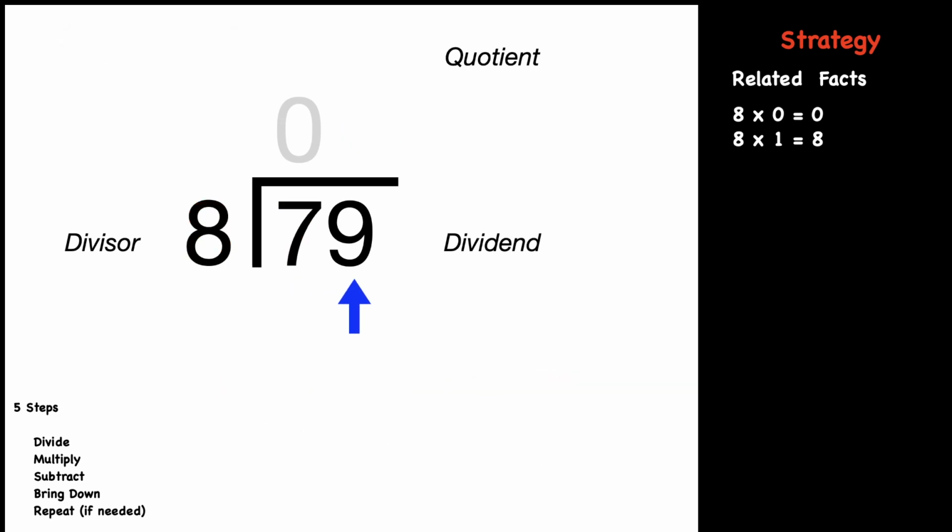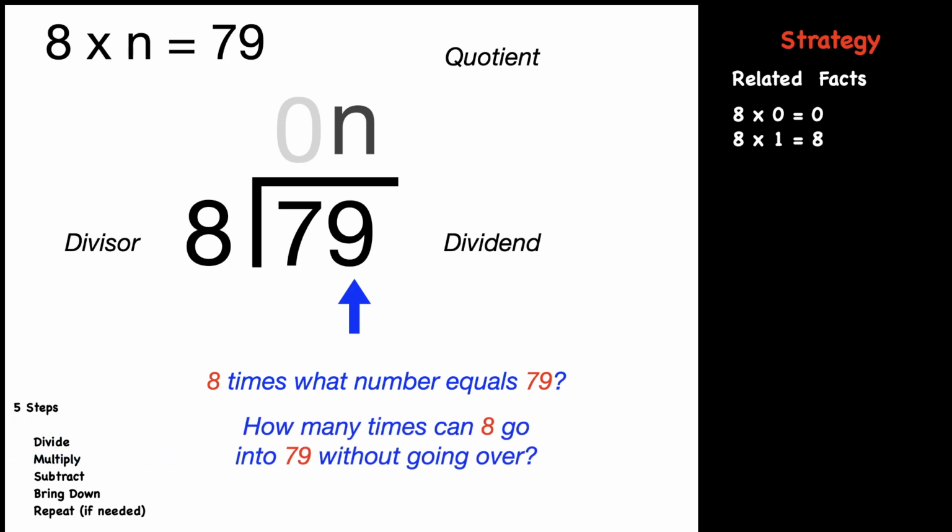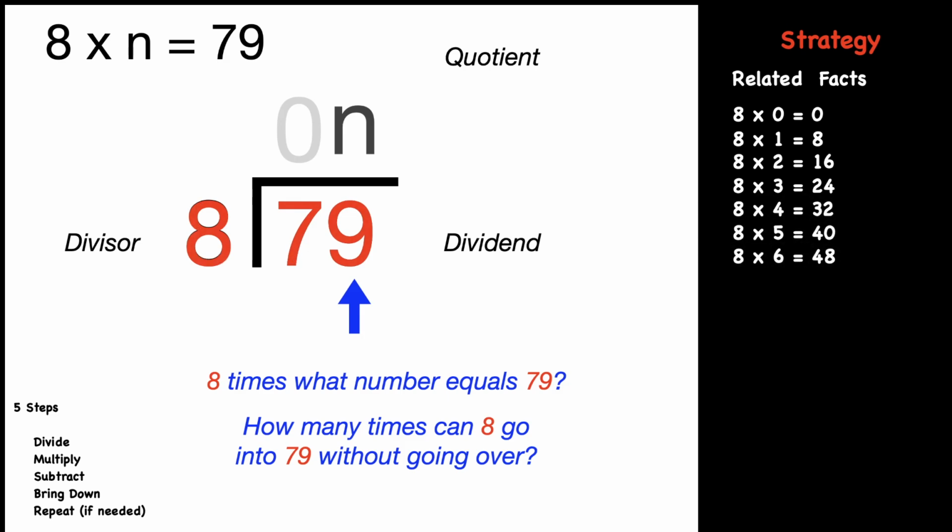Now we're going to look at the 9, but really we're looking at 79. Ask yourself, 8 times what number equals 79? In other words, how many times can 8 go into 79 without going over? Remember, a lot of times you're not going to get an exact answer, and that's why we say without going over. Let's look at our 8 facts. 8 times 2, 16, 24. 8 times 4 is 32. We're getting closer to 79, right? Getting closer. 64, 8 times 9, 72.